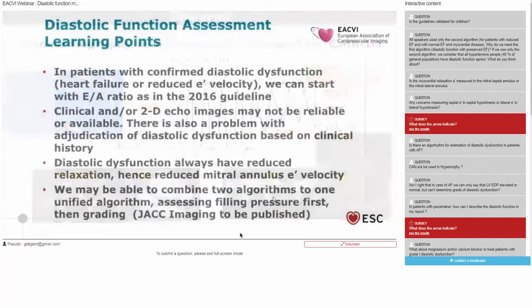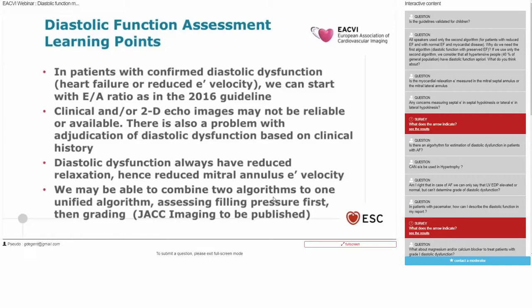So the learning point is that if you have a patient with a confirmed diastolic dysfunction, you know, history of heart failure or reduced E' velocity, we can start with the E/A ratio as in the 2016 guideline. However, just be mindful that the clinical and or 2D echo images may not be reliable in some situations, especially younger patients, or not available.